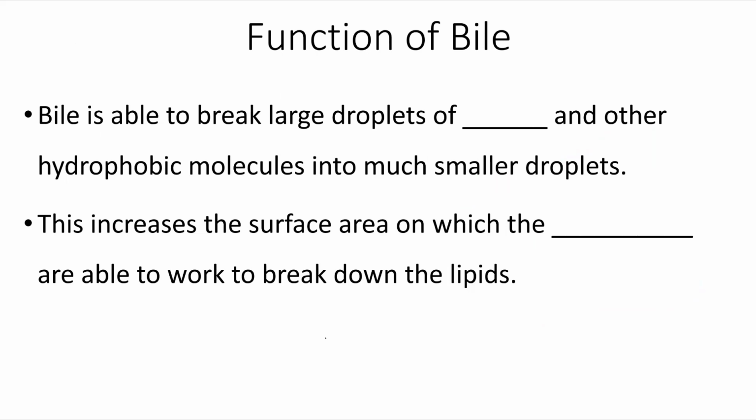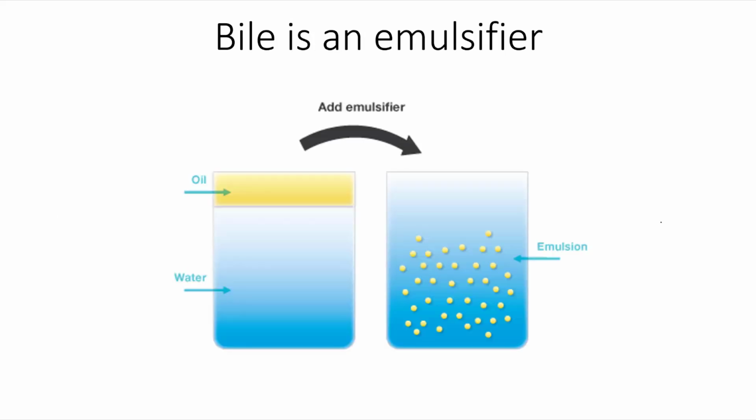Bile is able to break large droplets of fats and other hydrophobic molecules into much smaller droplets. This increases the surface area on which the enzymes, which are hydrophilic, are able to work to break down the lipids. So the enzymes can only work on the surface of the drops of oil, and so bile is there as an emulsifier. And in our lab activity, we got to see other emulsifiers as well, such as mustard powder or egg yolks. Now in this case, bile breaks up the oil into small little droplets to allow for those oil droplets to be digested.